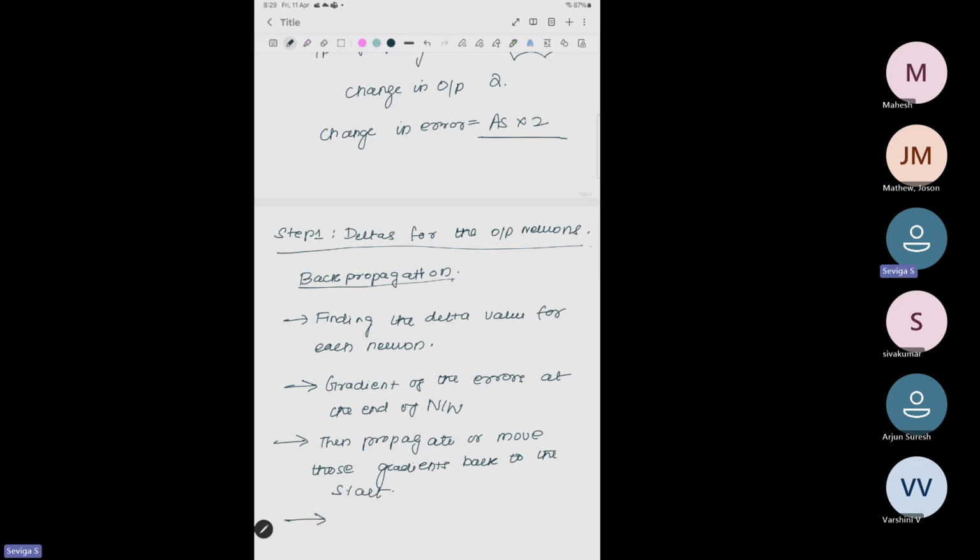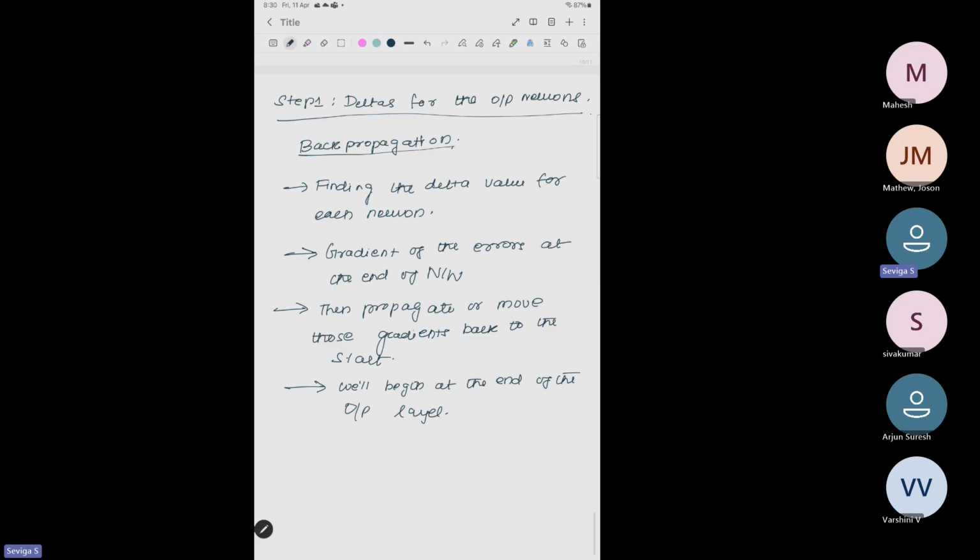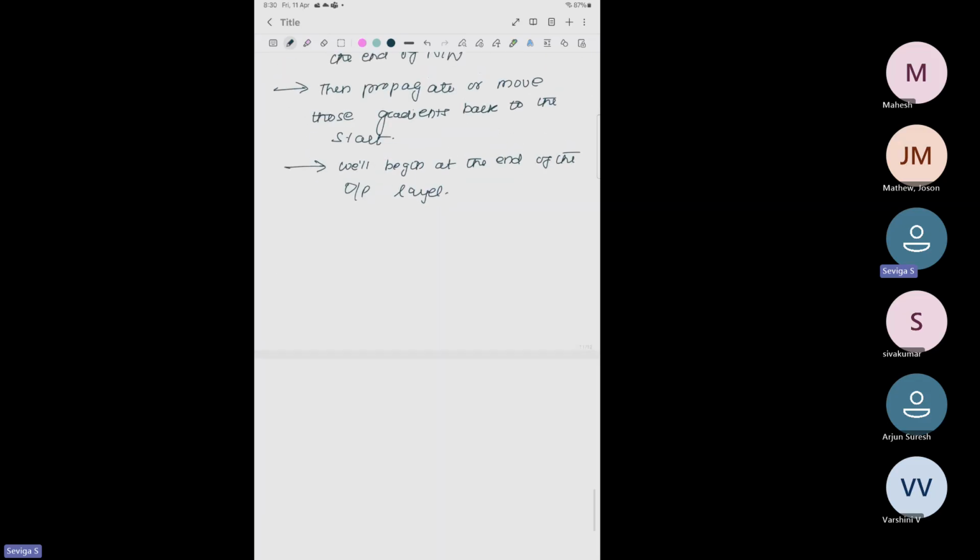We are going to begin at the end of the output layer. We are essentially going to look at the output of the output layer neurons. The output layer neurons are C and D in our network. The C and D are going to give the likelihoods of the input belonging to class 1 or class 2. If the neural network is a perfect system, then for class 1, P1 is equal to 1.0 and P2 is equal to 0.0.